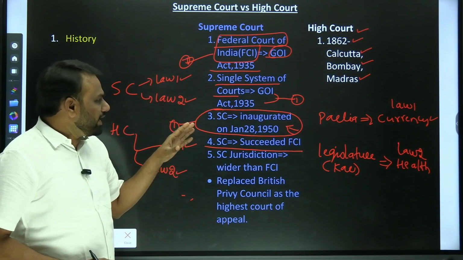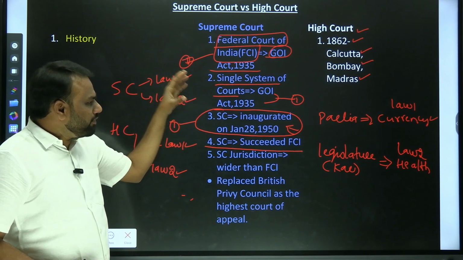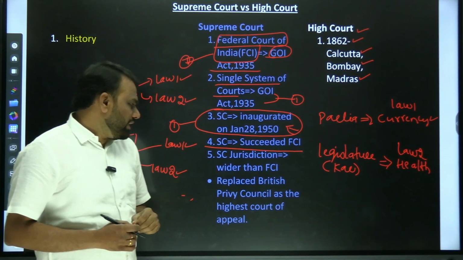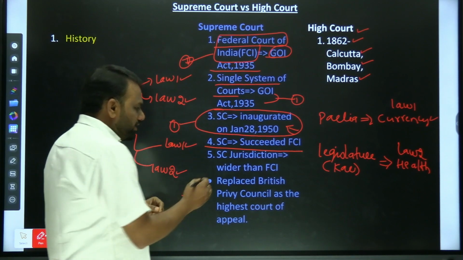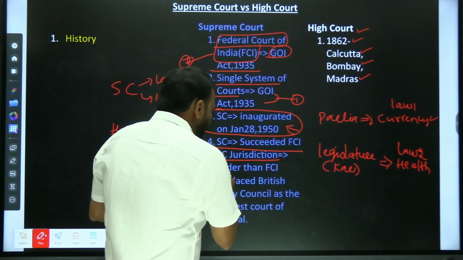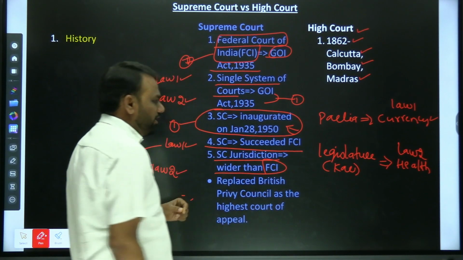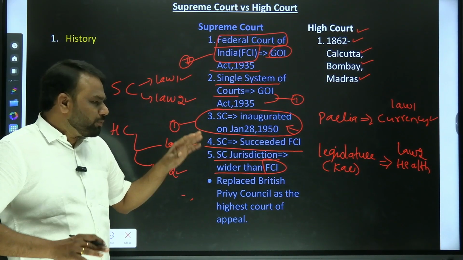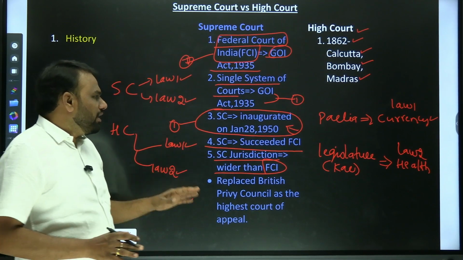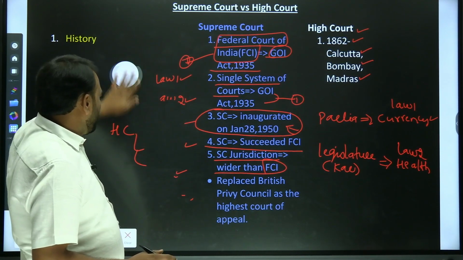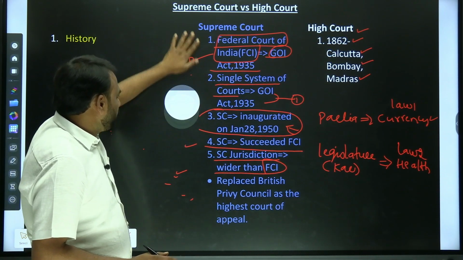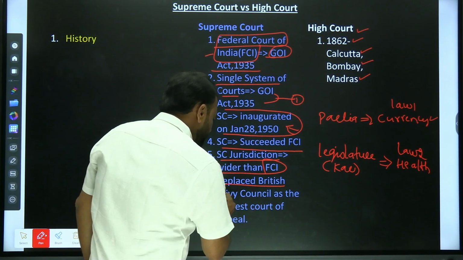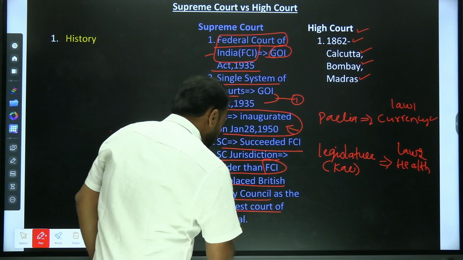But here we understood that the concept of single system of courts we have adopted from Government of India Act 1935. Next, very important point: Supreme Court jurisdiction is wider than that of Federal Court of India. In this context, you understand that Supreme Court was more powerful than the Federal Court of India which existed before it. So what do we understand by powerful? Now look at the next line. It replaced British Privy Council as the highest court of appeal.